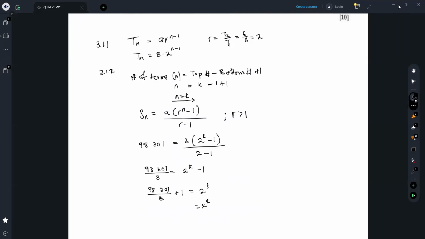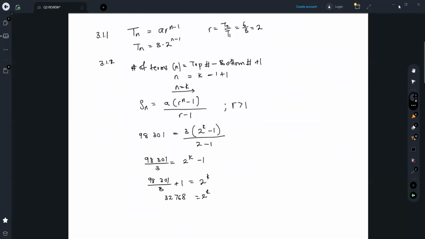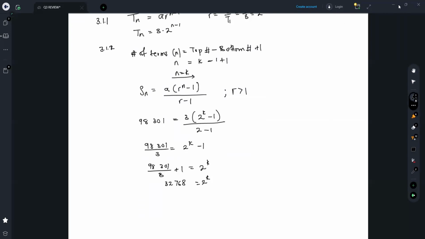If you punch it in your calculator, you will see that you're going to get a value of 32.768. So now I can just quickly go to logs, right? Because I'm solving for an unknown, which is the exponent there. So I'm going to say k is equal to log base 2, and I take in as my argument 32768. When you punch that into the calculator, you'll see that the value of k you obtain is 15.